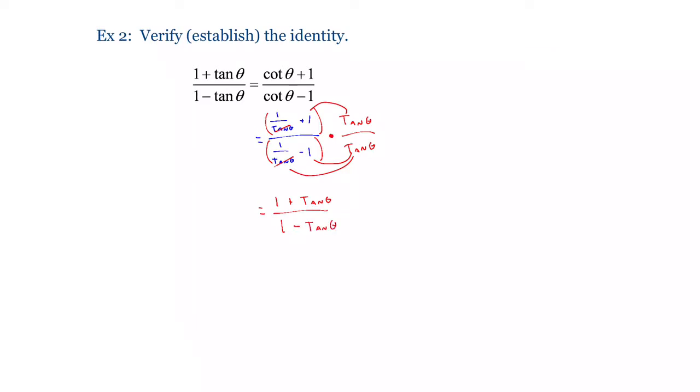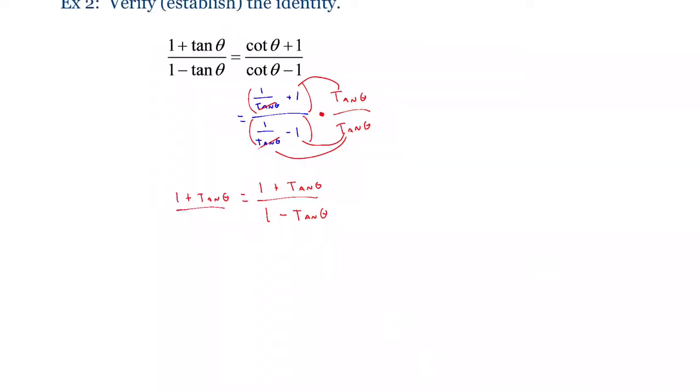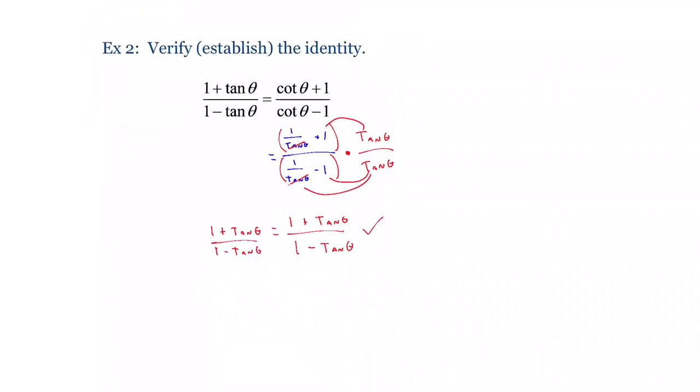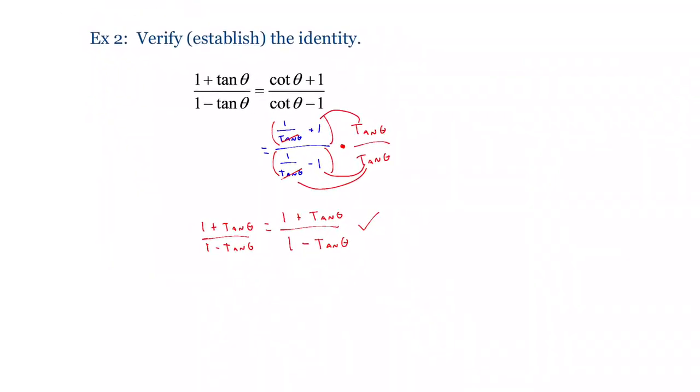And we did that really just to simplify and get rid of the complex fraction, and in doing so we actually established the identity, and we're able to prove that 1 plus tangent of theta divided by 1 minus tangent of theta is equal to cotangent of theta plus 1 divided by cotangent of theta minus 1.